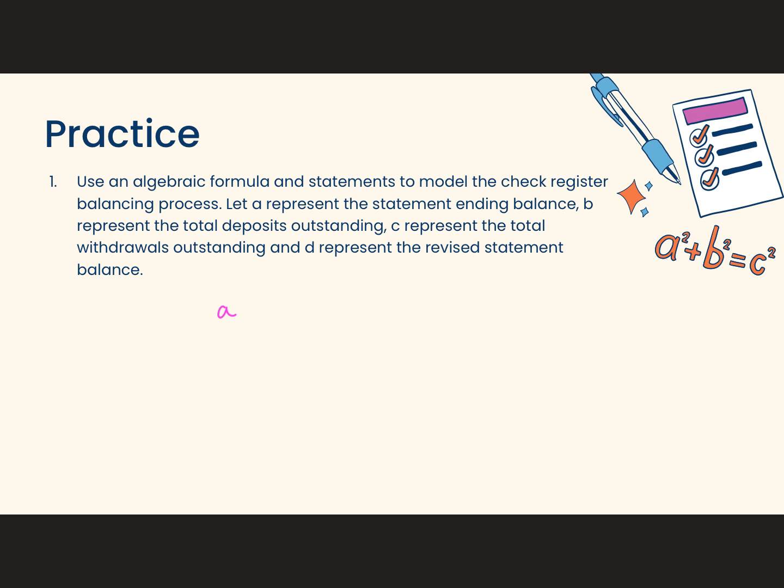So for our deposits that are outstanding, deposits mean that money is being added to your account, so we are going to add our deposits. Then from there, our withdrawals, that's going to be money that we are taking out. So we know that we are going to be subtracting those. And then the revised statement balance is going to be our D. So that's going to be what this is all equal to. So this expression is just what's happening when we talk about our revised statement balance.